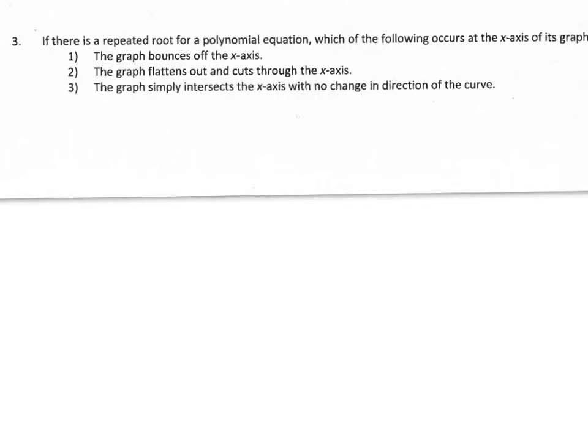Number 3, if there is a repeated root for a polynomial equation, which of the following occurs at the x-axis of its graph? All right, so let's talk about that. If you have a repeated root, what's going to happen is the graph is going to touch the x-axis, and it's just going to bounce right off. So for example, it's going to do something like this, okay? It's going to touch it and just bounce right off. All right, so if we read the answer choices, choice 1, the graph bounces off the x-axis. All right, there it is, choice 1.